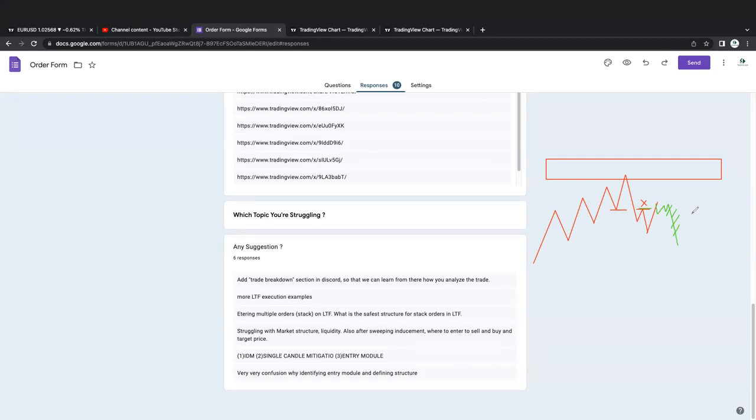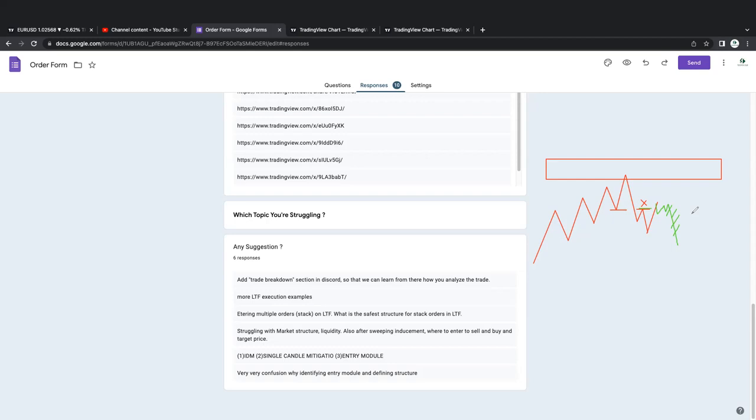And the next one is an entry model. There are so many types of entry models, but basically we use 2-3 types. Generally, most of the time, use chop and then wait for inducement, and buy and sell.